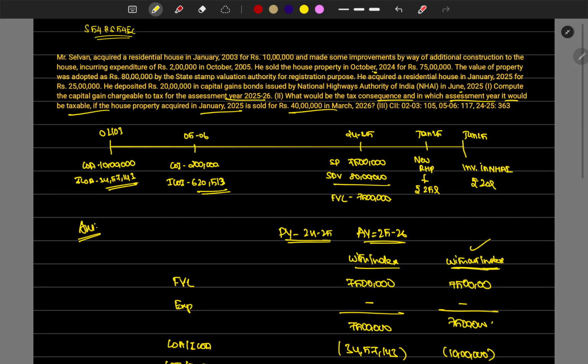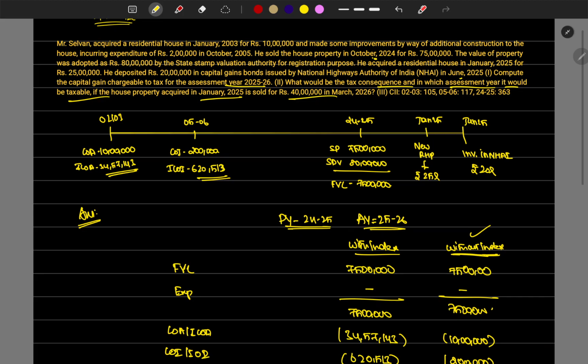What else have they given? In which assessment year would it be taxable if the house property acquired in Jan 2025 is sold in March 2026? No, it is less than the lock-in period for the new asset. The assessee should hold that asset for 3 years. He should not transfer that asset for 3 years.